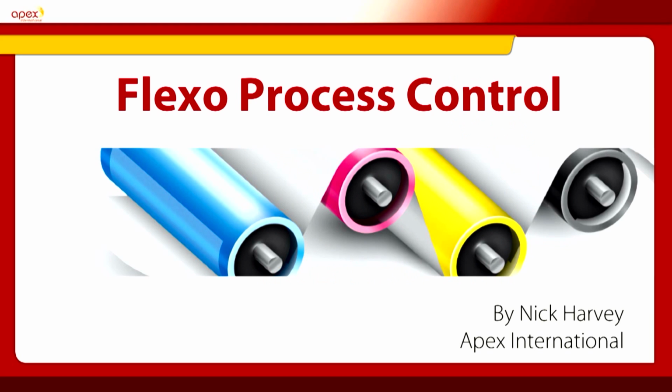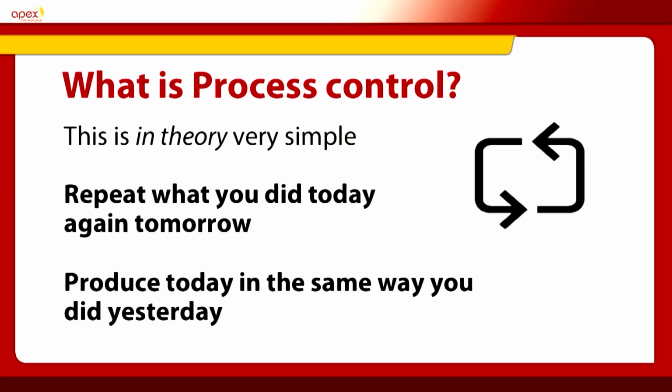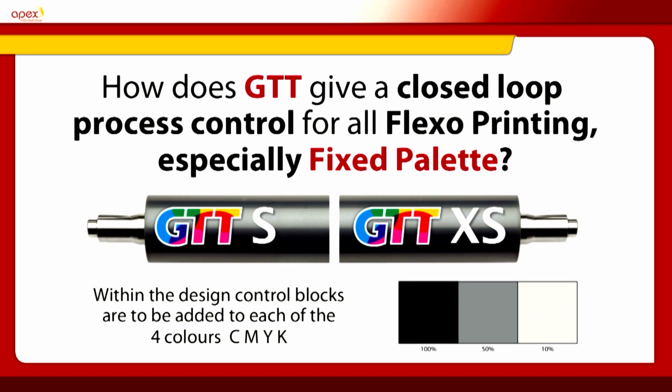The following video will demonstrate how the Apex GTT calibration roll creates a closed-loop control process for Flexo. Firstly, what is process control? In theory, very simple. Repeat what you did today again tomorrow, or produce today in the same way as you did yesterday. These are very simple statements, but as we know, Flexo is more difficult than this. How the GTT gives a closed loop process control in Flexo will be demonstrated in the following videos.